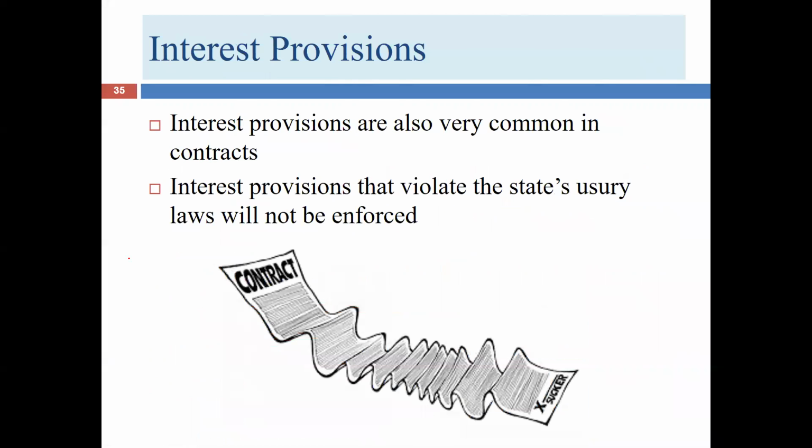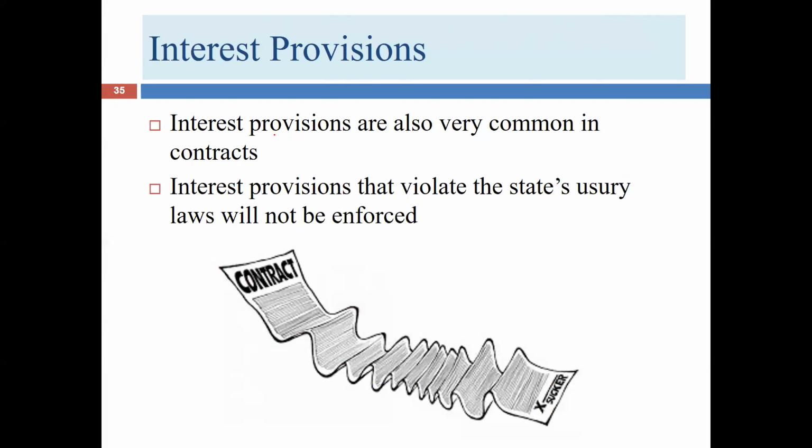Another way that we sometimes see unconscionability is when you have interest provisions. Now, again, these are very, very common to have. If I'm late paying, then it's very likely that there will be some provision that says I have to pay 10% per annum, or whatever the number is, for every day that I'm late. After all, why should I get an interest-free loan from the party to whom I'm contracted?